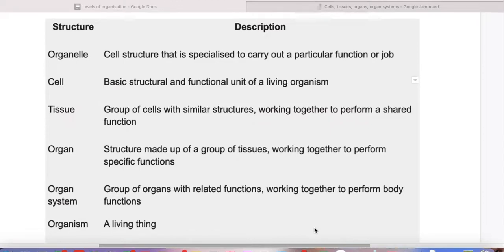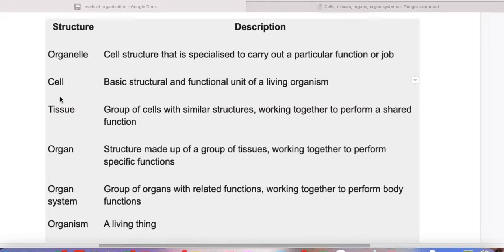Organisms are organised at differing levels of complexity. At the very smallest, we have an organelle. And organelles, as we know, have specific functions to carry out within the cell, and these can be things like mitochondria or chloroplasts. This isn't needed necessarily for the IGCSE Cambridge course. They start at cell.